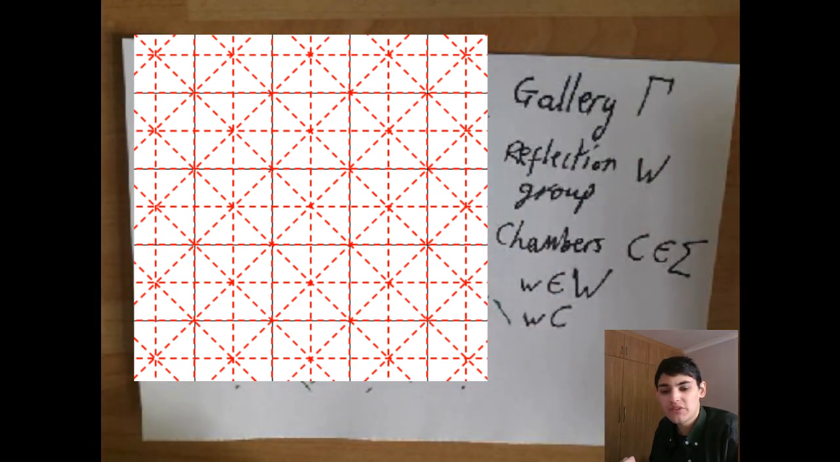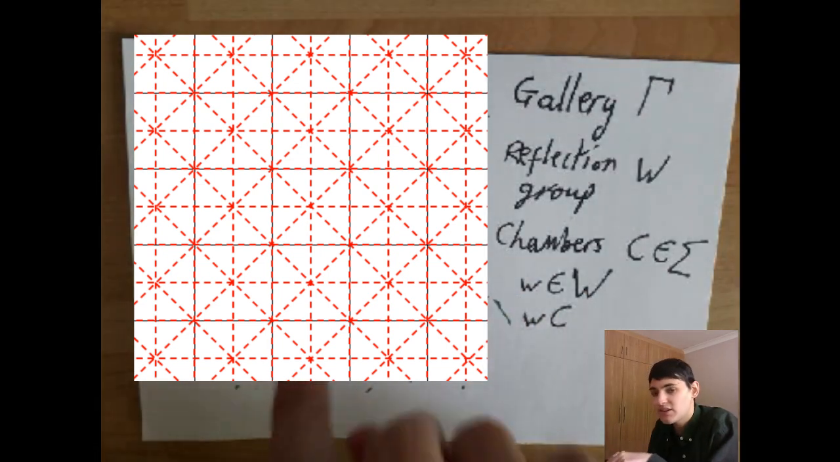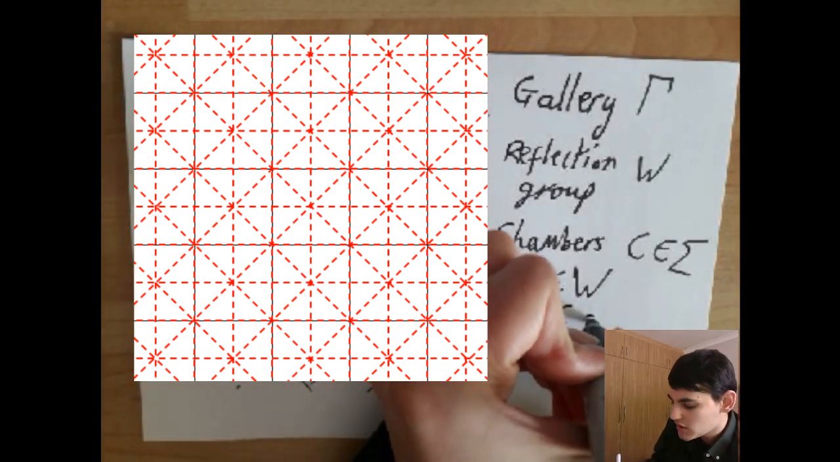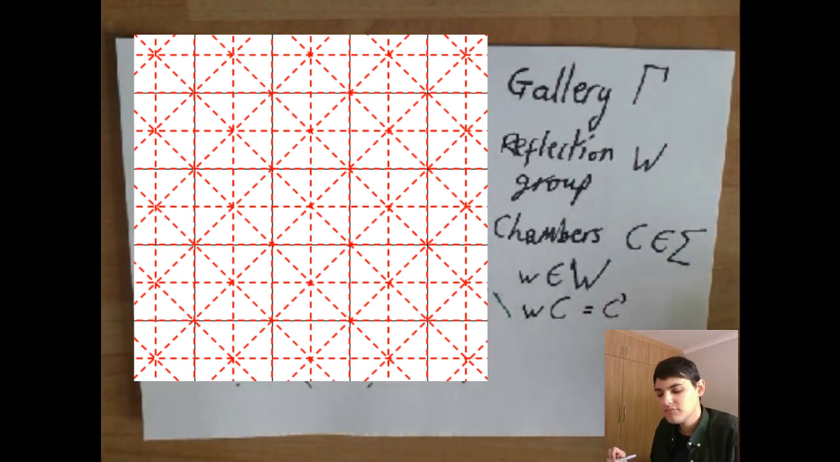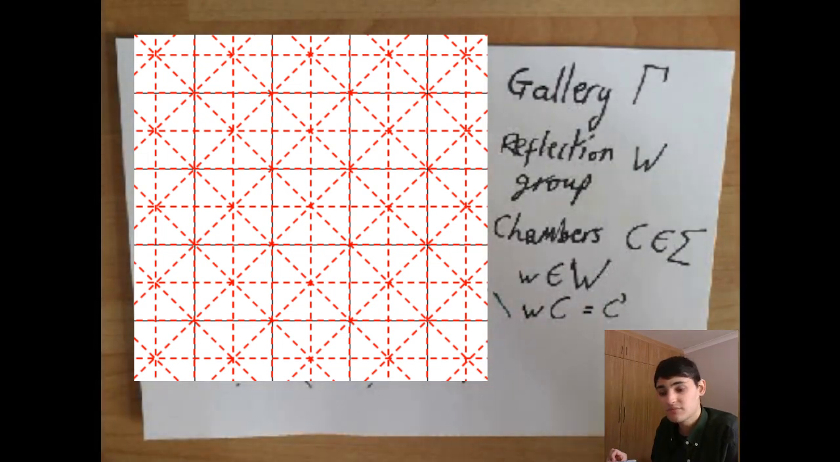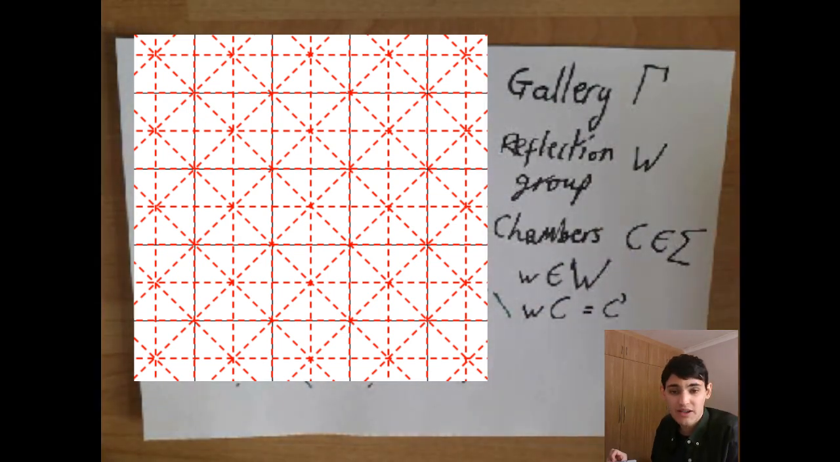So what does that mean? What that means is that suppose you are at some chamber C, and w is an element of this reflection group, so it takes a number of these lines, and you go through those reflections, you end up in a new chamber, which we will call C prime. So w refers to the reflections you go through, and C prime is whatever new thing you end up with.